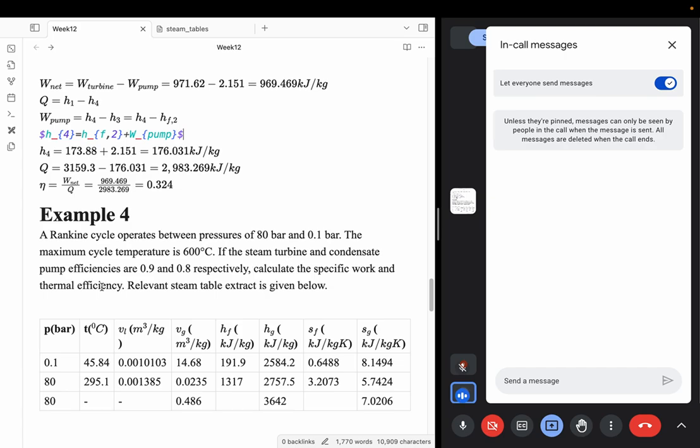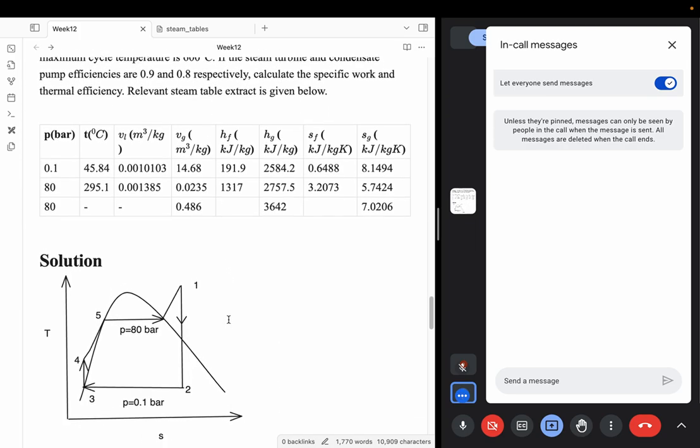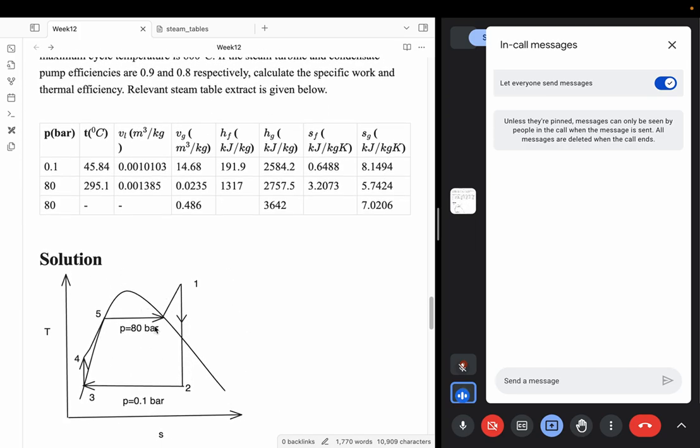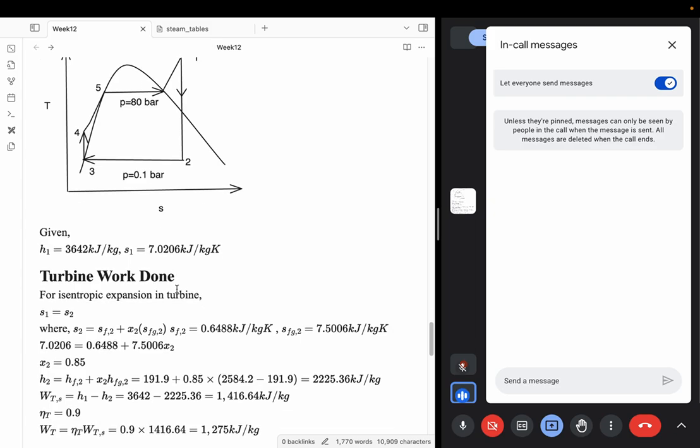If the steam turbine and the condensate pump efficiencies are 0.9 and 0.8 respectively, calculate the specific work and the thermal efficiency. You don't have to look up the steam tables, the values are directly given here. If you plot this, this is what it looks like on a T-S plot. From 1 to 2 you have isentropic and then constant pressure, isentropic and constant pressure. So again, it's the same process that we have followed.